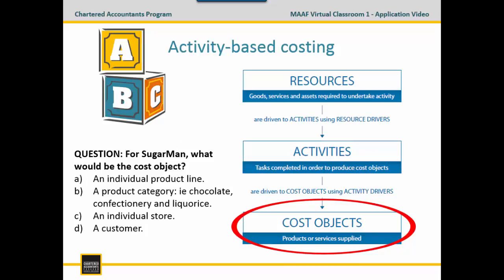So for Sugarman, what would the cost object be? An individual product line, a product category, an individual store, or a customer? As we are looking to measure the performance of the geographic market regions, the most appropriate cost object from the options listed would be the individual stores. When costs are assigned to an individual store, the costs of the stores in each geographic region can then be aggregated in order to provide accurate cost information for each region.